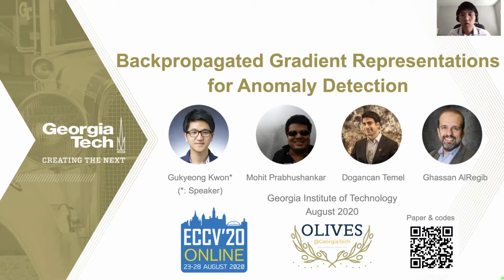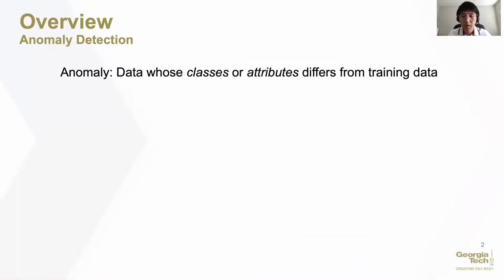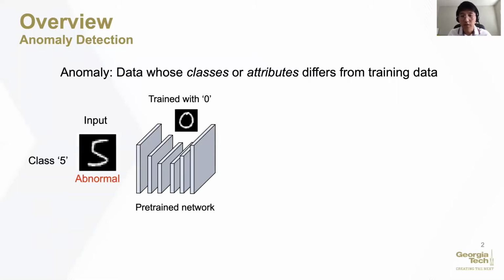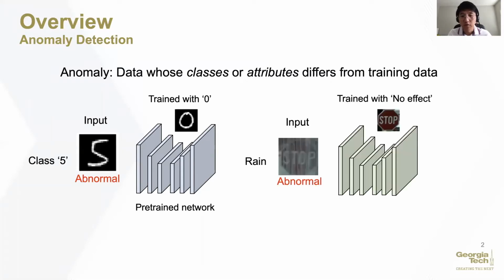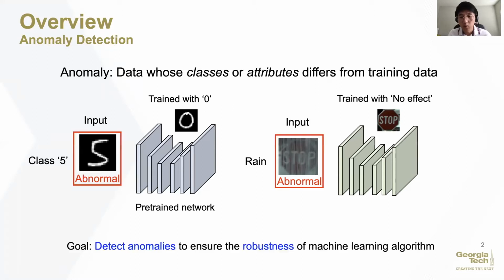Today I would like to talk about our paper titled Backpropagated Gradient Representations for Anomaly Detection. In this paper, we tackle the problem of anomaly detection. Anomaly can be defined as data whose classes or attributes differ from training data. For instance, images with different class or images with different conditions can be anomalies to trained networks. We propose an anomaly detection algorithm to successfully detect such anomalies and ensure the robustness of machine learning algorithms.